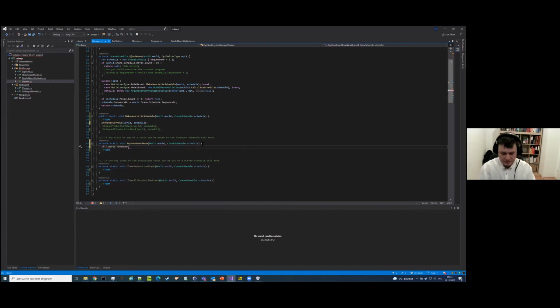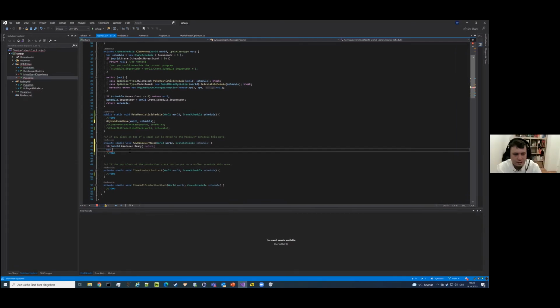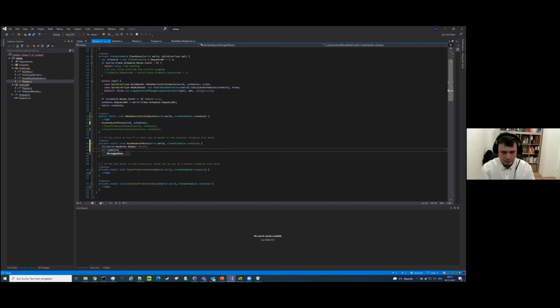So let's ask if the handover is ready. If that is not the case, we don't need to care about this rule. If the handover is ready, let's find ourselves the top blocks in the warehouse. We achieve that by asking all the buffer stacks in the world where they are not empty.